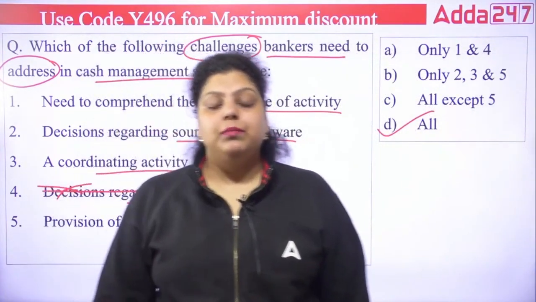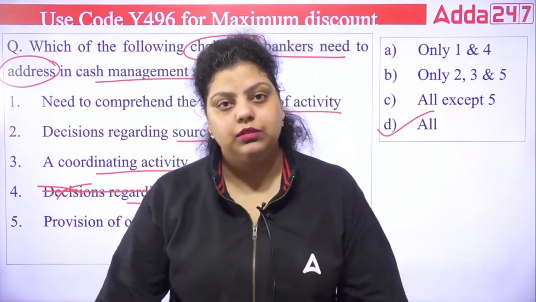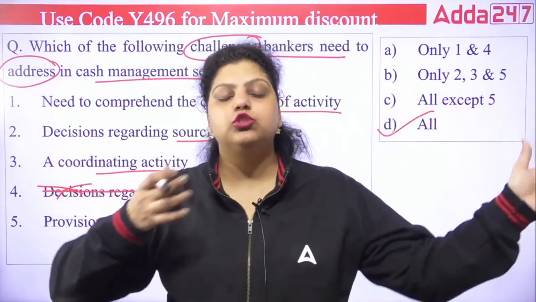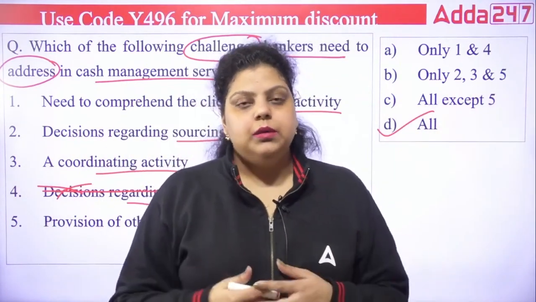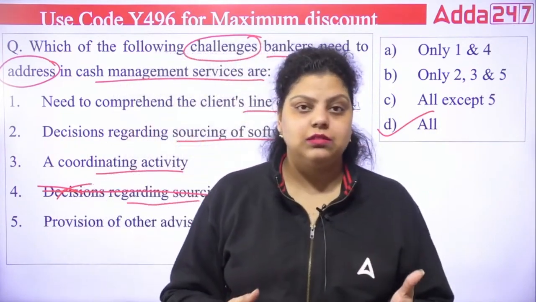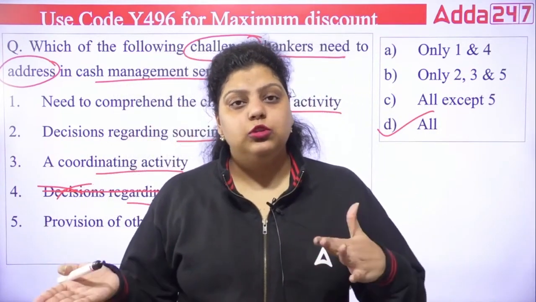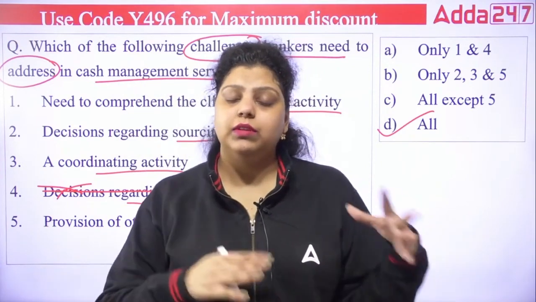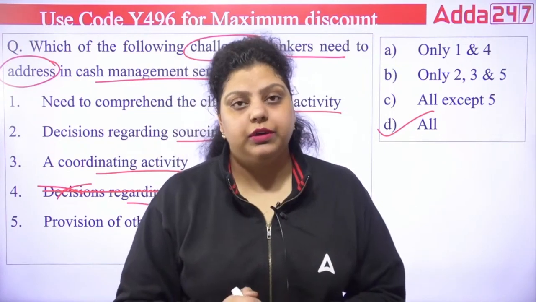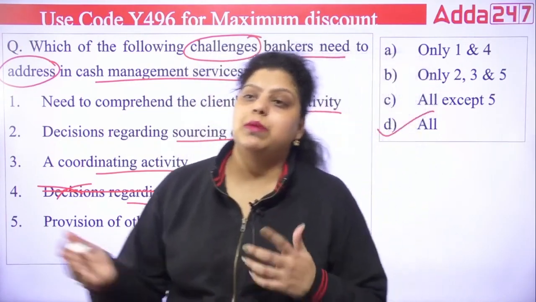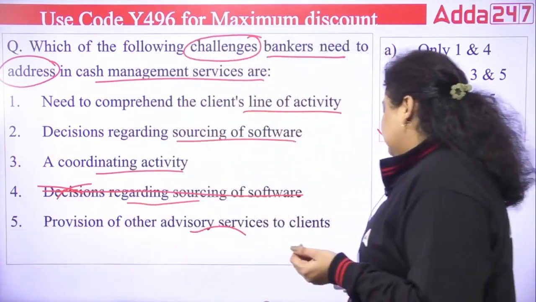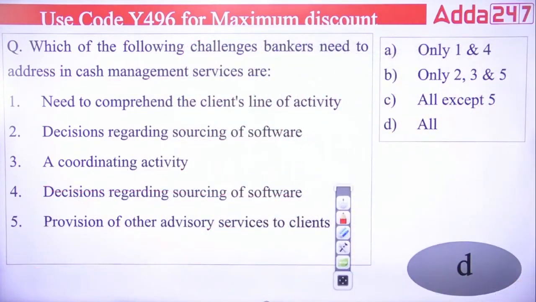So it's very obvious that when a bank is offering a cash management service to a particular company, a particular corporate, a lot of issues can be in front of the bank. Because if the bank does not know the product line, how will the bank provide the right decisions? Apart from that, let's say the bank is not able to coordinate with the departments of the corporate, then the bank will not be able to manage the cash inflow and cash outflow of a company. So all these are the challenges that a banker faces. So the right answer will be D.